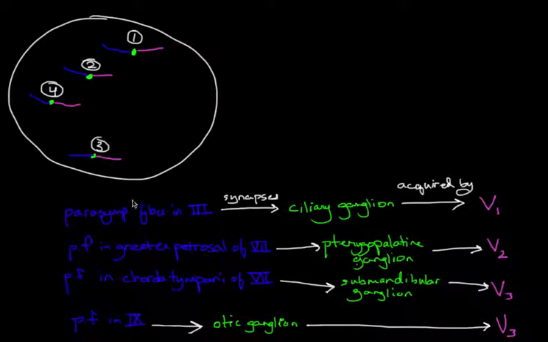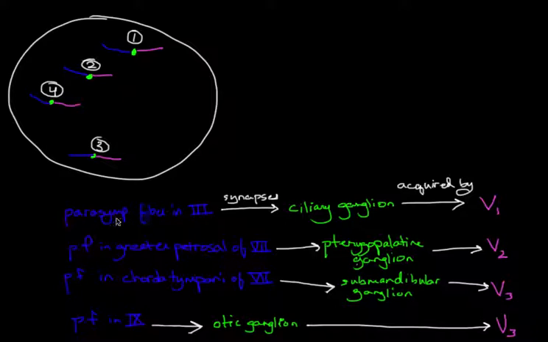So where do parasympathetic fibers usually begin? They're going to begin in cranial nerves 3, 7, and 9. So parasympathetic fibers always begin either in 3, 7, or 9. Let's go one at a time and see what happens.